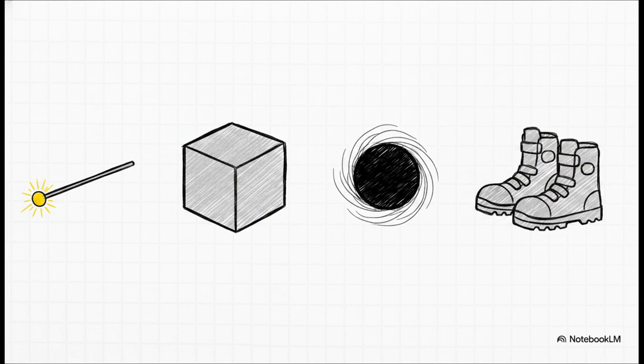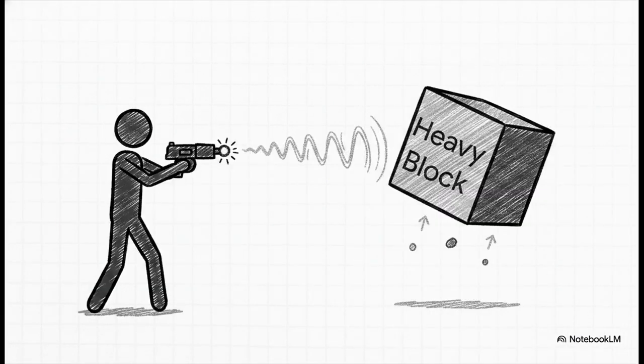And finally, a pair of anti-gravity boots. Essentially, our stickman's reality just became a high-stakes escape room. Our hero immediately grabs the gravity gun and fires it directly at the heavy block. Instantly, the heavy block just begins to float.